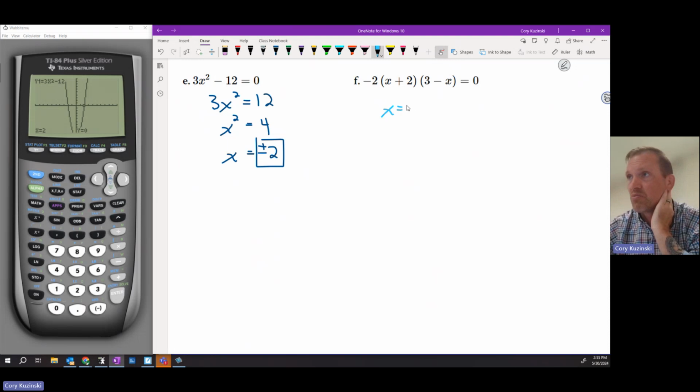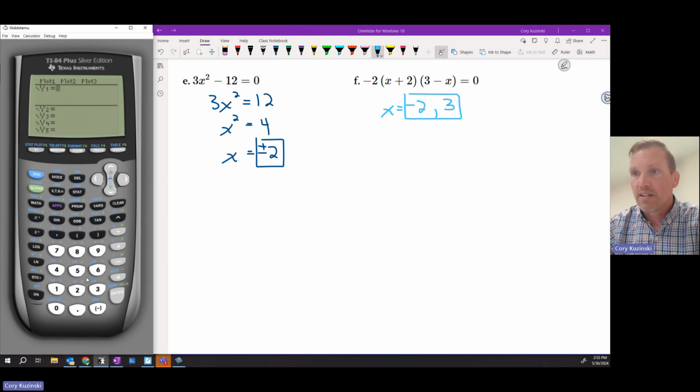All right, last one. x is negative 2 or 3. 3 minus 3 would be 0, right? Negative 2 plus 2 is 0. That's called the zero product property. I'll prove it to you. Clear it. Negative 2 parentheses x plus 2 parentheses and 3 minus x in parentheses. Graph it. Yes, negative 2, positive 3. There they are. Trace negative 2 and positive 3.